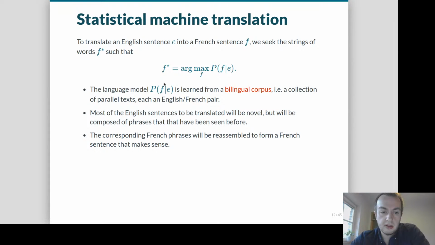And so what is important now is that we'll decompose the problem into simpler problems, and we'll split the English sentences to be translated into phrases, and then these phrases, it's very likely that we would have seen them before.